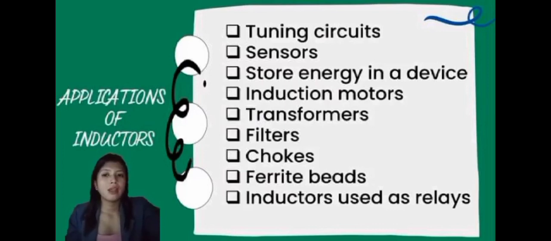Lastly, it can be used as a relay. A relay functions similarly to an electrical switch. When an inductor coil is used in a switch, a magnetic field is created anywhere the switch comes into contact with AC current flow.